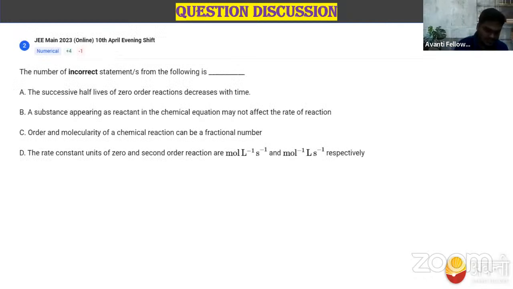Now next question, क्या है इस क्वेश्चन में? So they are asking the number of incorrect statements from the following. So you have to identify which statement is correct. Sorry, incorrect. So the number of incorrect statements among the following. बताओ कौन सा तुम्हें गलत लग रहा है इन सभी ऑप्शंस में से?